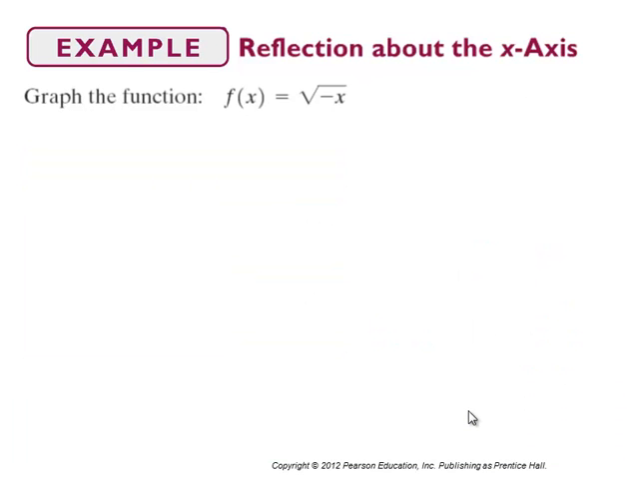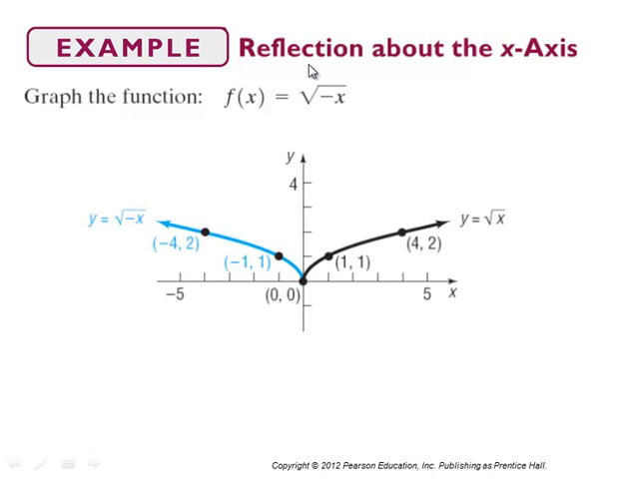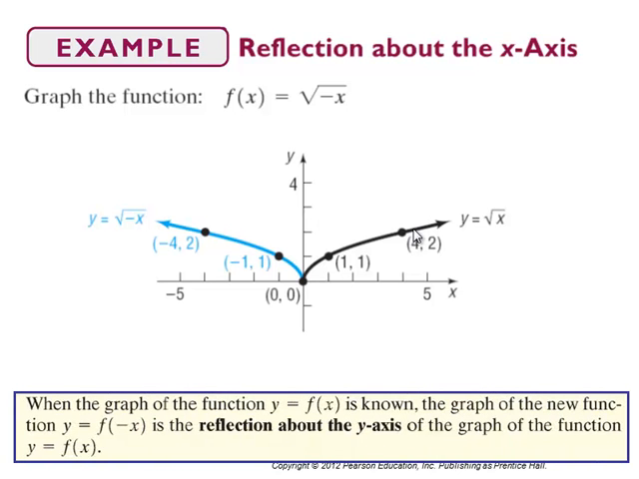Okay, now what about replacing x by negative x? Well, the result would be what? This will be a reflection about the y-axis. So this x right here is wrong. This is a reflection about the y-axis. So square root of negative x, that's what you see in blue. Compare that to the graph of square root of x. Okay, so if you replace x by negative x, then the new graph will be the graph of f of x reflected about the y-axis.